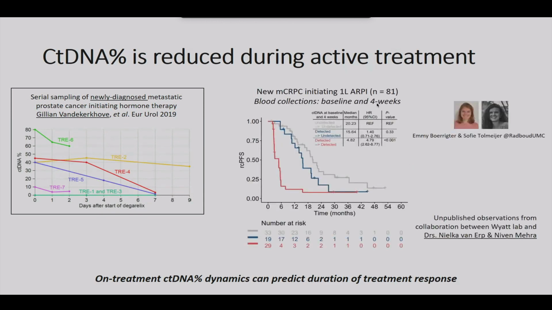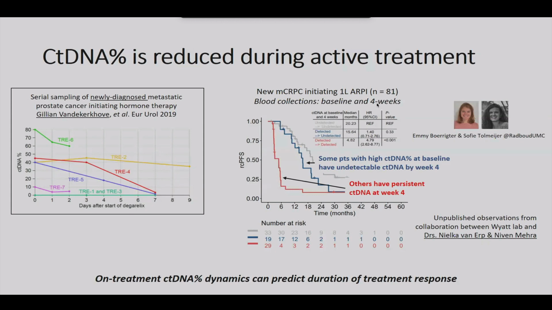So we've actually been testing this in the later setting, and this is a collaboration with a group in the Netherlands, as part of a prospective observational trial, 81 patients initiating first-line enzalutamide or abiraterone for their CRPC. And we had a blood collection at baseline before they started treatment, and then just after 4 weeks. And what we saw was that after 4 weeks, there are some patients that had high ctDNA at baseline, went to undetectable by 4 weeks, and others retain this persistent ctDNA.